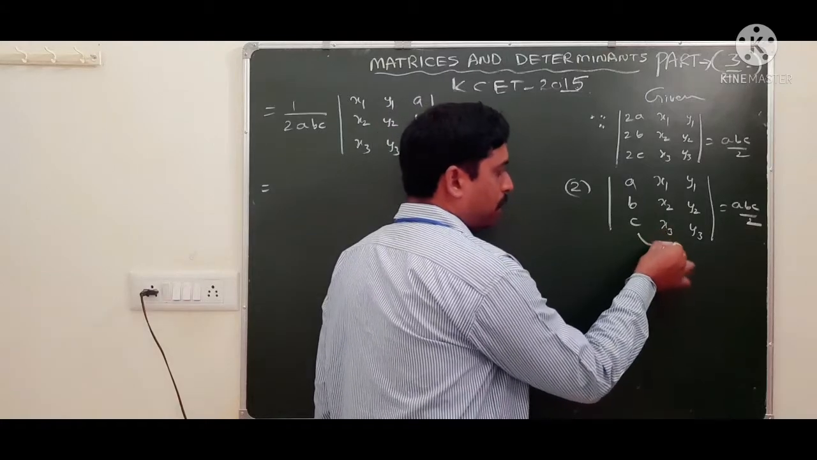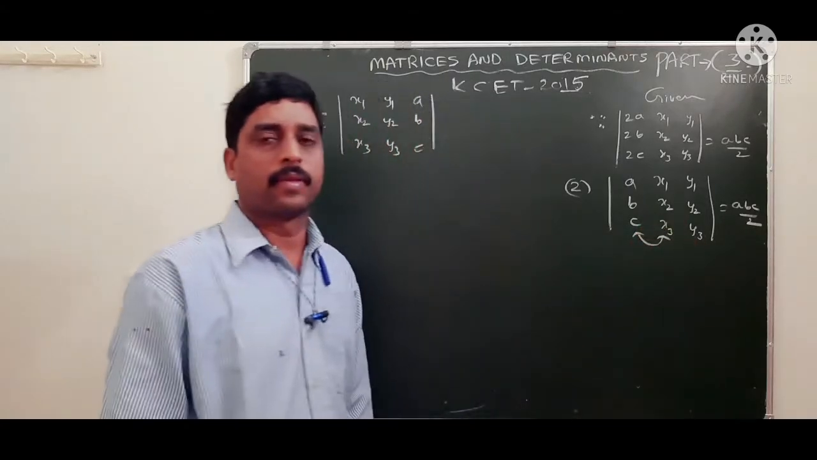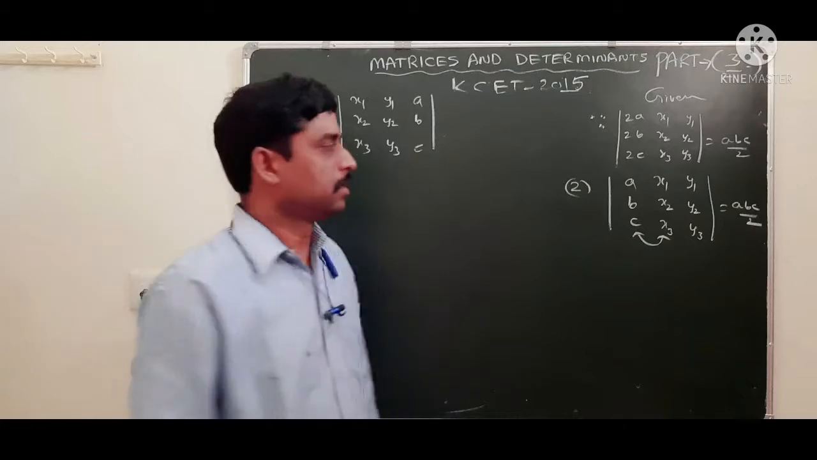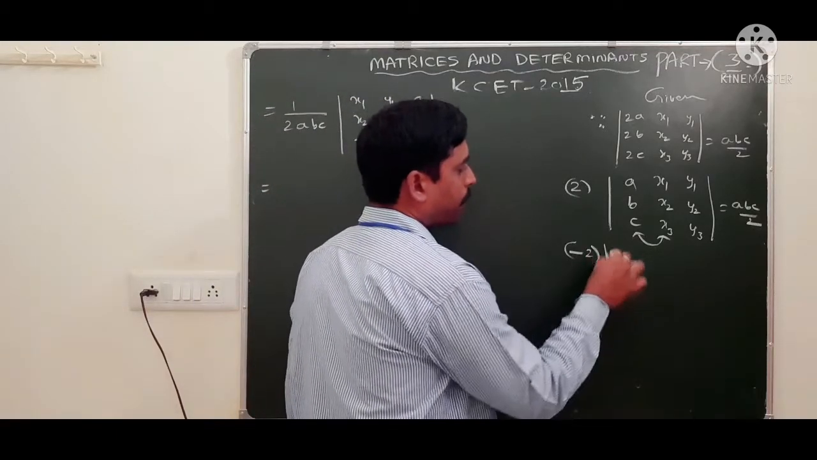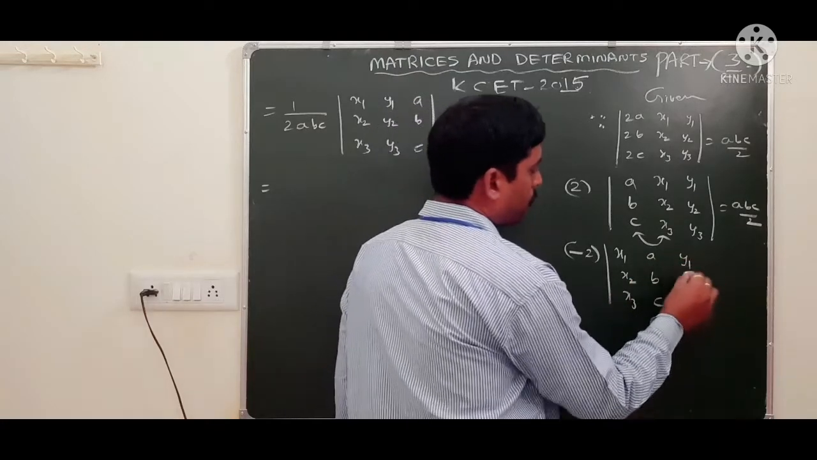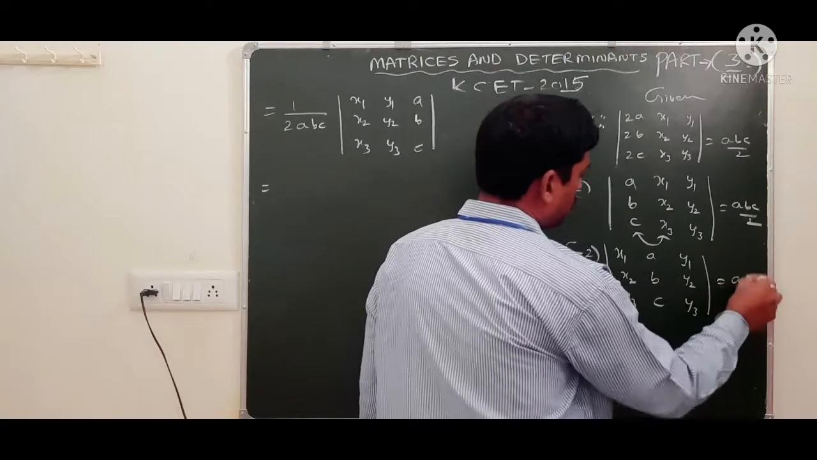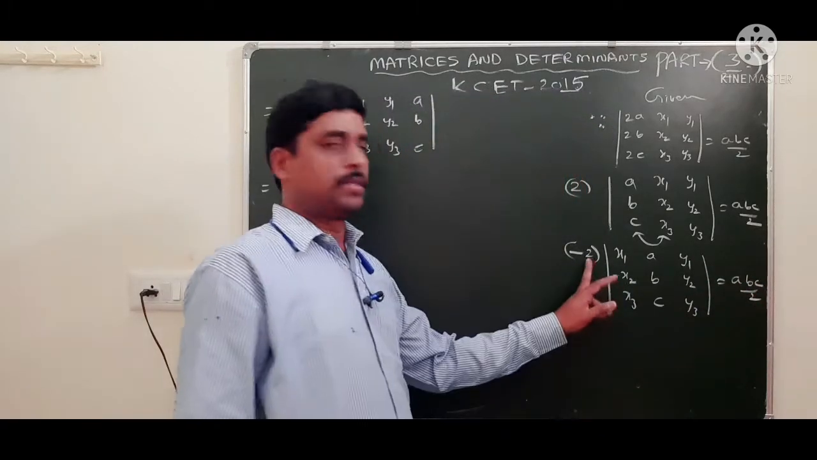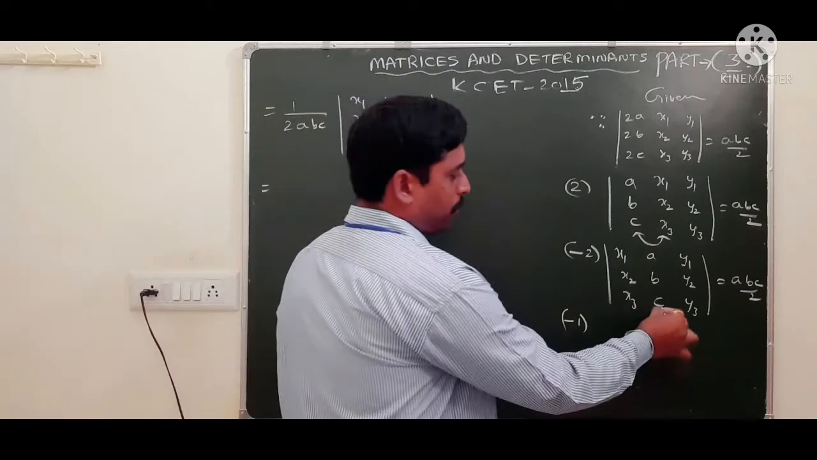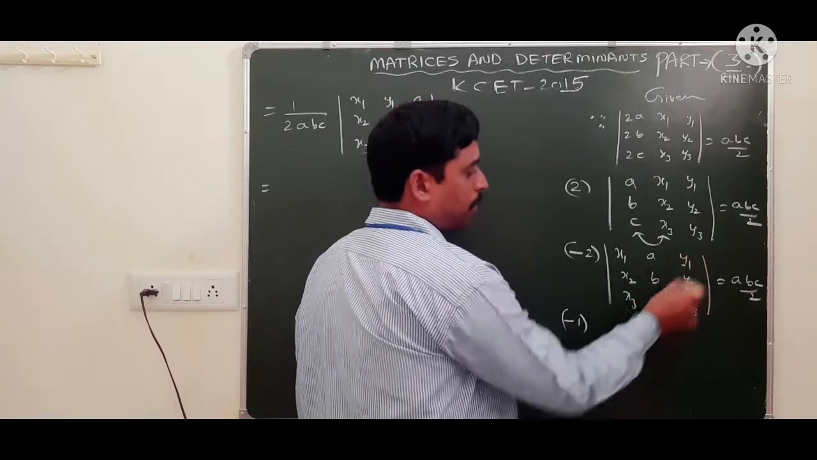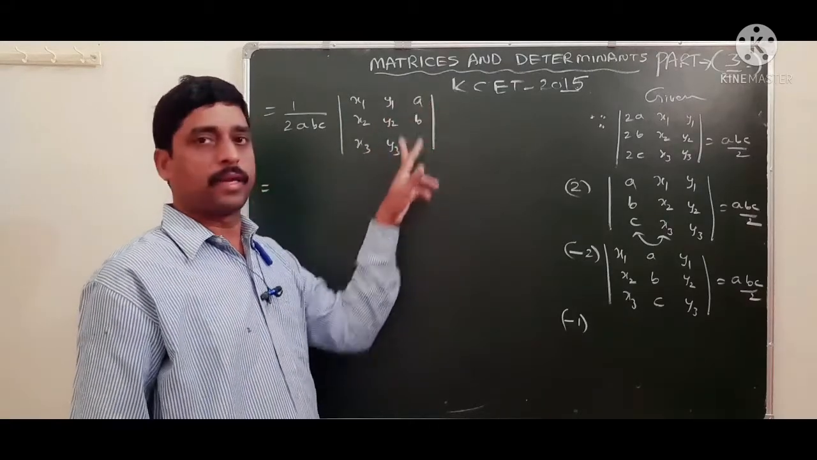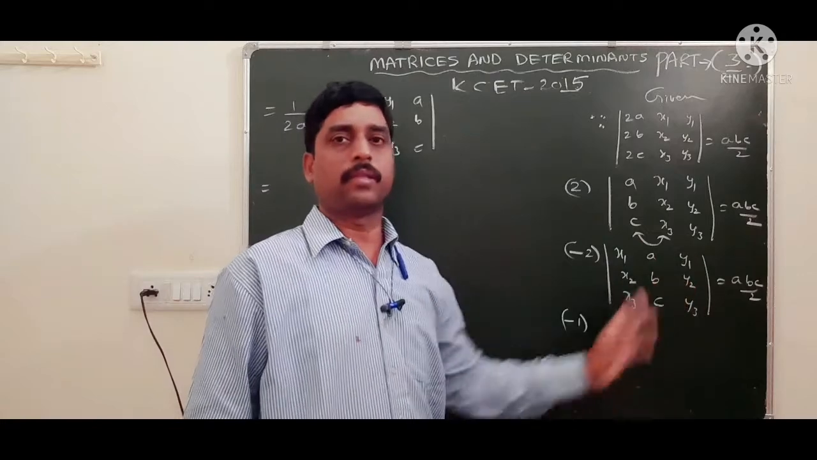First, we interchange first 2 columns. If in this determinant any 2 rows or columns are interchanged, the sign will be changed. So minus 2 into determinant of x1, x2, x3, a, b, c, and y1, y2, y3. This will be abc by 2. These two are divided on right side, minus 1 into. If we observe first column and second column and third column, in this what is required? y1, y2, y3, a, b is required. But in this a, b, c, y1, y2, y3 are there.